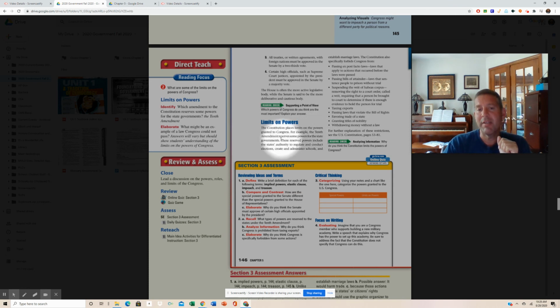And then more broadly, the 10th Amendment simply reserves almost all other powers not mentioned to the states or the people. And so there are some limits to congressional power and basically what it can vote on as a bill to make a law. So that concludes Chapter 5, Section 3.